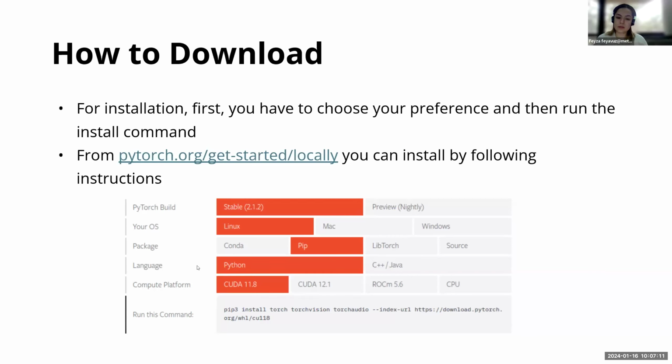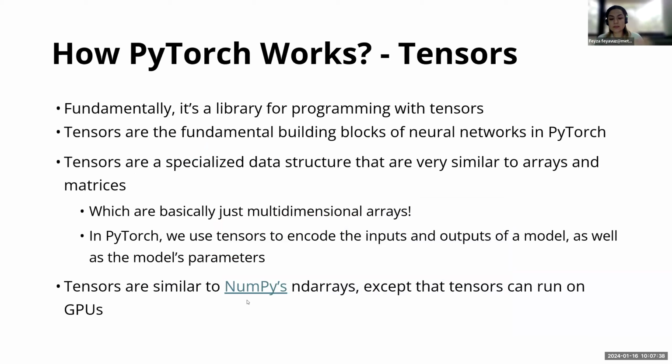And now let's start with the tensors. PyTorch is fundamentally a library for programming with tensors, which are the building blocks for neural networks. And tensors are specialized data structures that are very similar to arrays and matrices. Basically, we can say tensors are just multidimensional arrays with a sophisticated name. And in PyTorch, we use tensors to define the inputs and outputs of a model, or define the model parameters. And they are very similar to NumPy's arrays, except that tensors can run on GPUs.